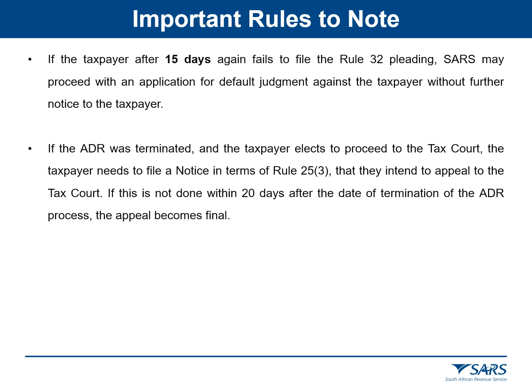If the ADR was terminated and the taxpayer elects to proceed to the tax court, the taxpayer needs to file a notice in terms of Rule 25 subsection 3 that they intend to appeal to the tax court. If this is not done within 20 days after the date of termination of the ADR process, the appeal becomes final.